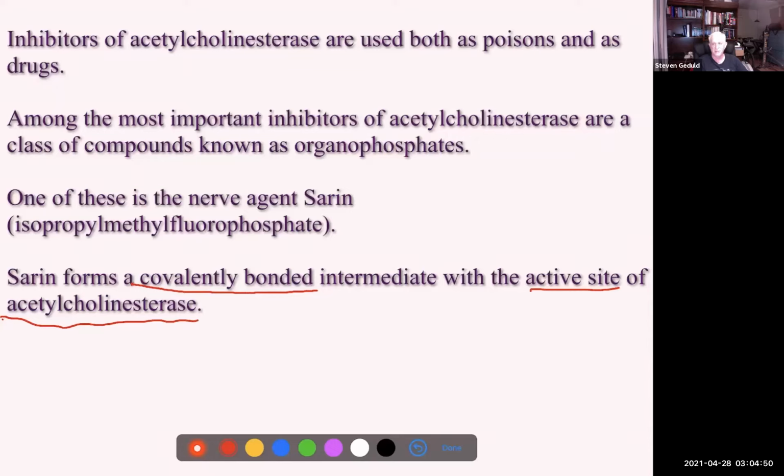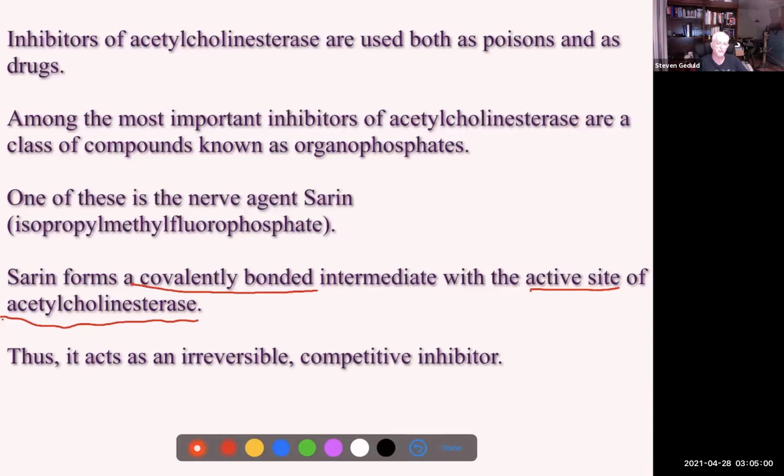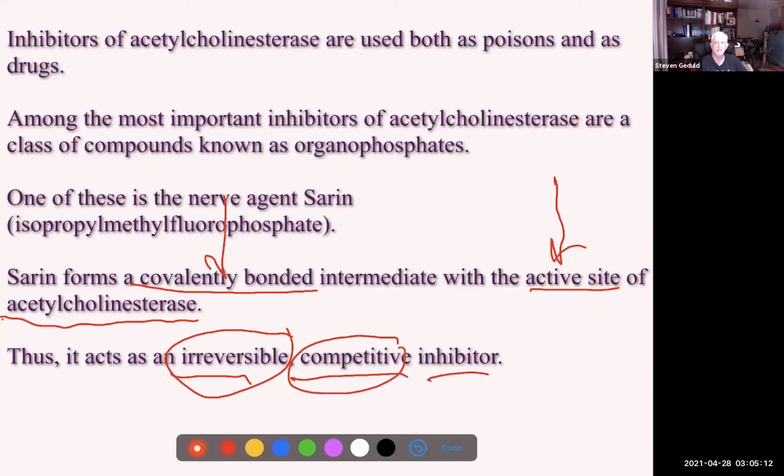Period. So when you release acetylcholine to contract your muscles, it's going to contract and never be able to be released. Okay, it is an irreversible competitive inhibitor. It's irreversible because it is a covalent bond. It's competitive because it bonds to the active site. Okay, that's what those terms define.